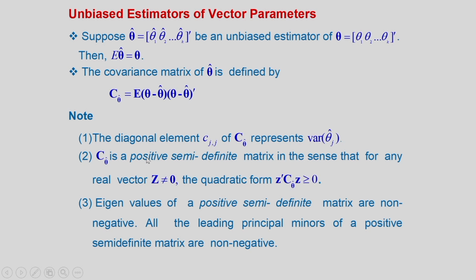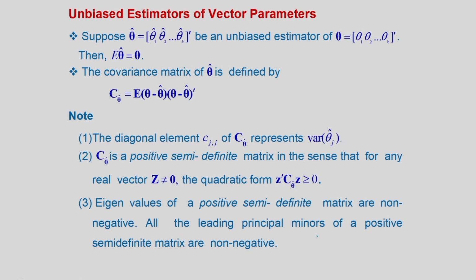Now, the test for positive semi-definiteness is that the eigenvalues of a positive semi-definite matrix are non-negative. So, if we get all eigenvalues greater than or equal to 0, then it will be a positive semi-definite matrix. And all the leading principal minors of a positive semi-definite matrix are non-negative. This is a test for a simple case.